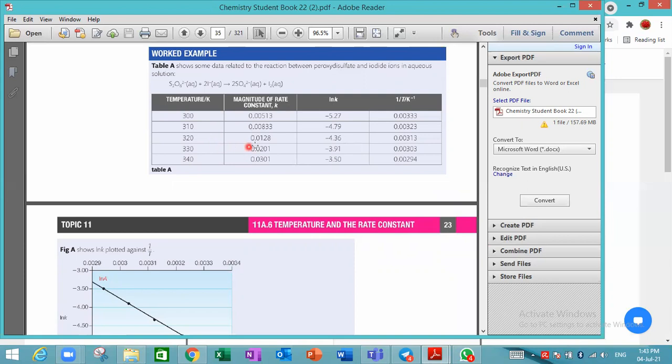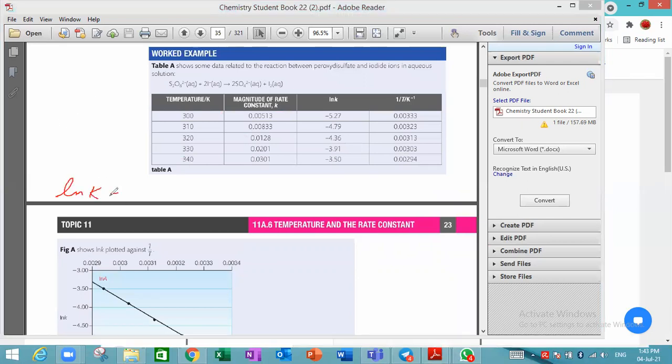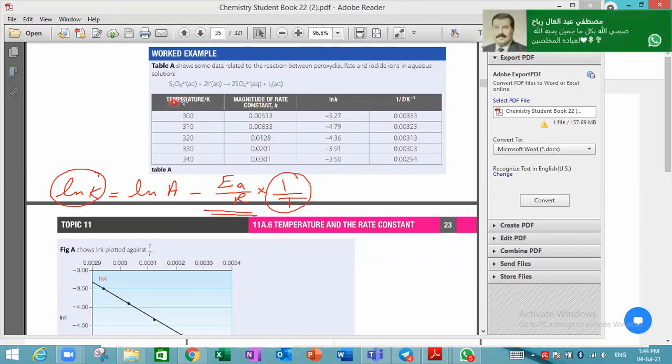So all we have to do here is apply the Arrhenius equation. We know that the Arrhenius equation states that ln K equals ln A minus EA over R times 1 over T, EA over RT. So if we plot ln K against 1 over T, we are going to get a straight line with a negative slope, which is equal to minus EA over R. All we have to do here is take the reciprocal of the temperature T in Kelvin.